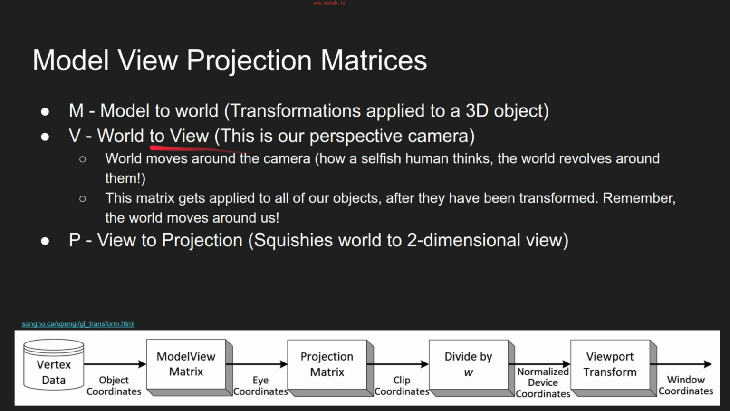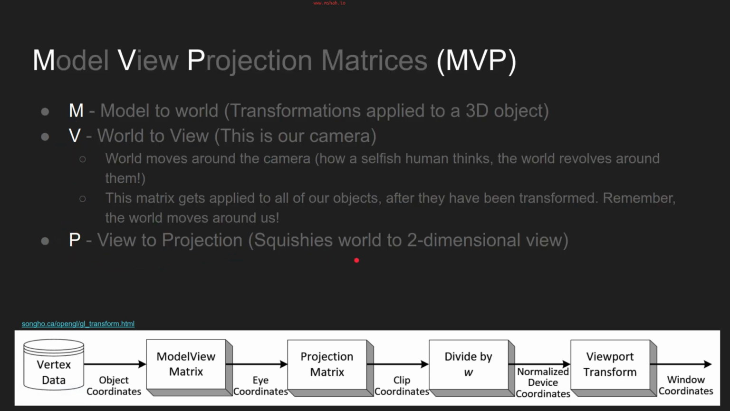So this is our perspective matrix here, or our view matrix, and where we want to position it. And then the view to projection, that does the squishing. Okay, so our model, our camera, and then our projection, MVP.